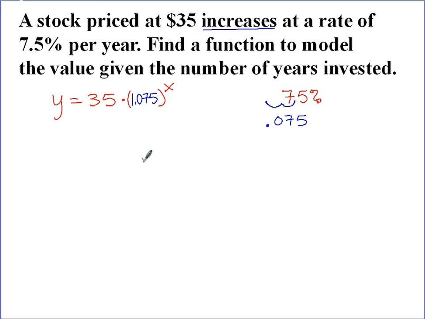Now they could ask me various things. They could say, how much money would you have after 10 years? And you could put 10 into this x because that x represents the number of years. And the y would then give you how much money you would have at that time. They could also say, how long would it take to get this $35 to end up being $200, and then you would put $200 in for this y, and then you would solve this exponential equation and find out x, and that would tell you the number of years it would take to get that much money.